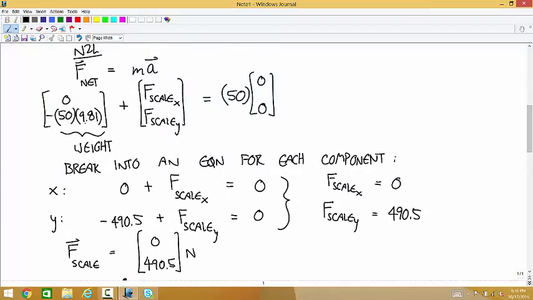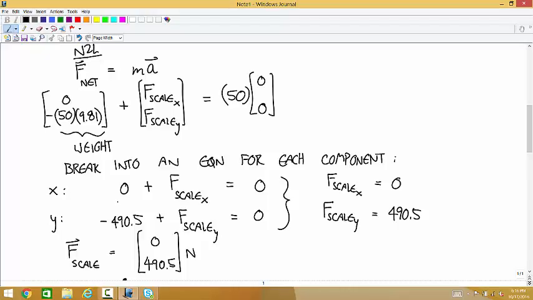So first I wrote this out in vector form, Newton's second law. And the way vectors always work, if you have a vector equation like this, you can take all of the x components and treat that as a single equation. And you can take all the y components and treat that as a separate single equation. So I took all of the x components and wrote this single equation that says 0 plus f scale x is equal to 50 times 0. That was the first equation. And then I wrote the second equation, which says negative 490.5 plus f scale y is equal to 0. So those are the two equations.